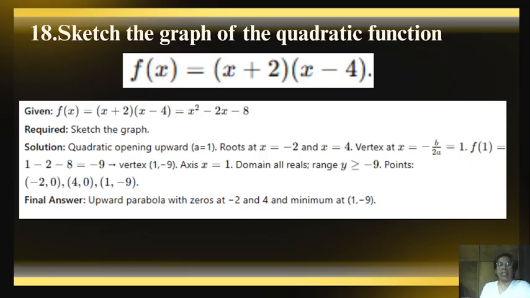Our axis is at x equal to 1. Our domain is all real numbers. Our range is y greater than or equal to negative 9. So plot all these points: negative 2, 0; 4, 0; 1, negative 9, and then you will have an upward parabola with zeros at negative 2 and 4 and minimum at 1, negative 9.